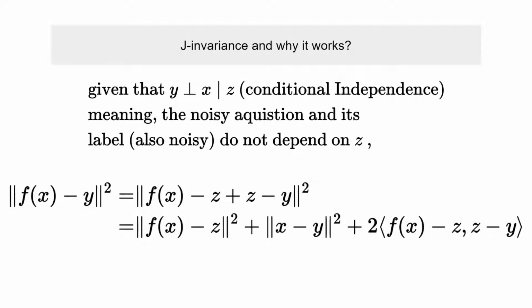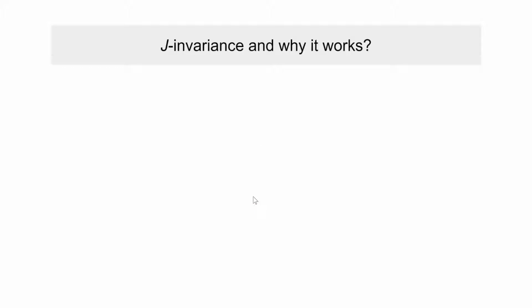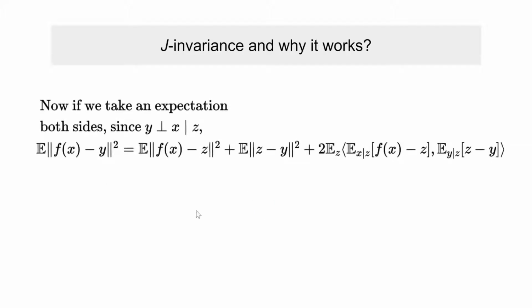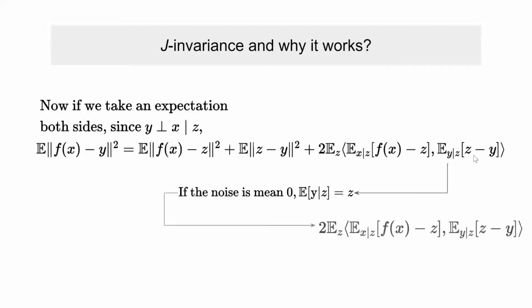Now that we have this expansion, I just wanted to show the ground truth being added and subtracted. Let's see. If we take an expectation on both sides, the expectation of this term is equal to the expectation of both of these. Since we know that y is independent of x given z, we can take the expectation inside. If we assume that the noise is mean zero, meaning that y is not dependent on z, then we can say that the expectation of y given z is equal to z, and that makes this term in the cross product equal to zero, and then this whole term can just go away.